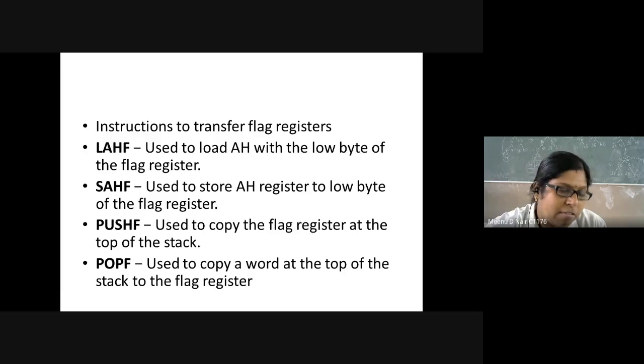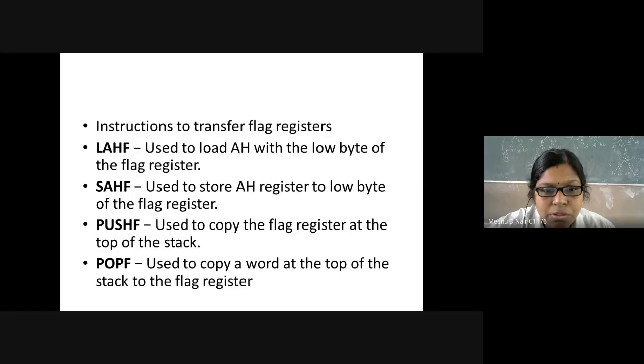That is LAHF. Then SAHF means store the AH register to the low byte of the flag register. Whatever values are there in the AH register will be stored in the lower byte of the flag register. That means D0 to D7. D8 to D15 is the upper or higher byte of the flag register. So it will be stored in D0 to D7. That is SAHF.